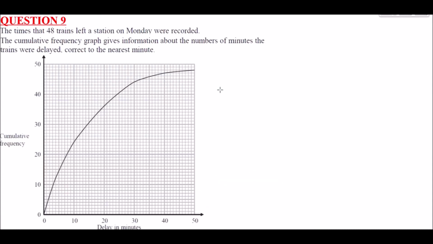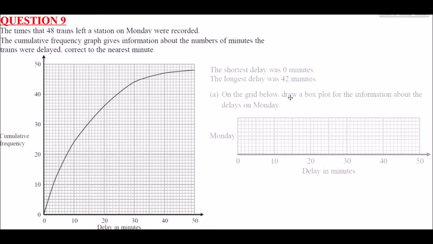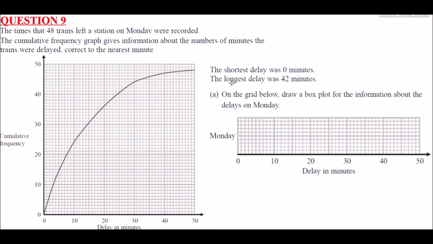Question 9. So we have a cumulative frequency curve of times that 48 trains left a station on Monday. So it records information about the number of minutes the trains were delayed, correct to the nearest minute. So the next thing we need to do is to think about the question. In part A, we're told the shortest delay is 0 minutes. The longest delay was 42 minutes. On the grid below, draw a box plot for the information about the delays on Monday.